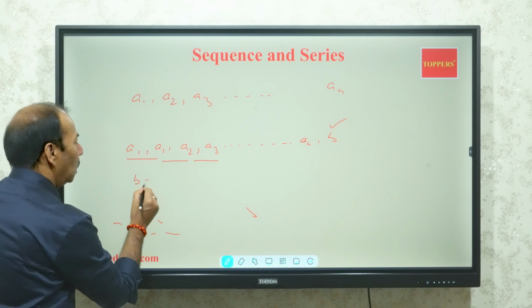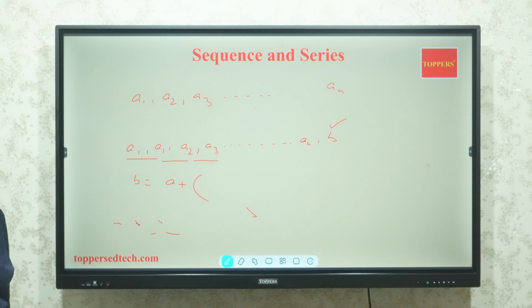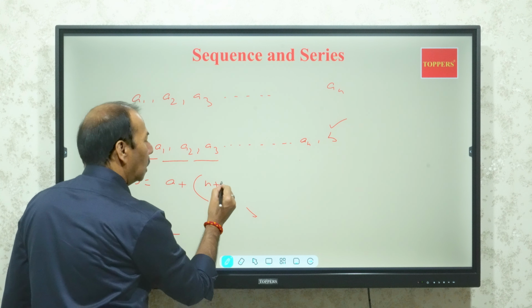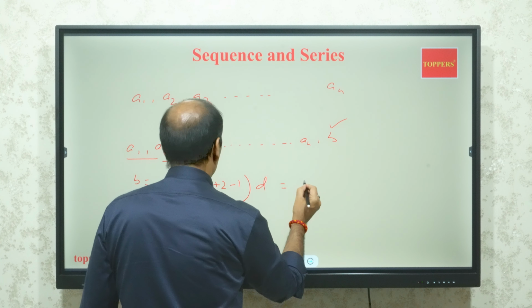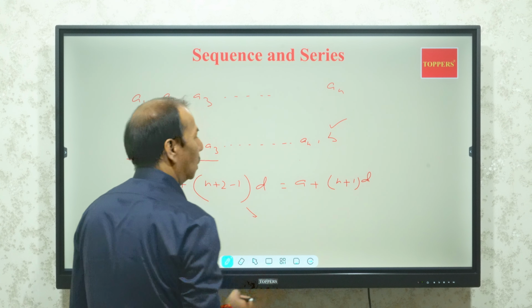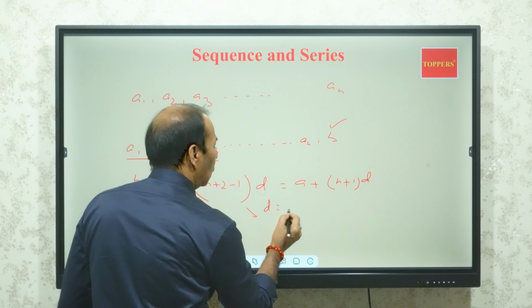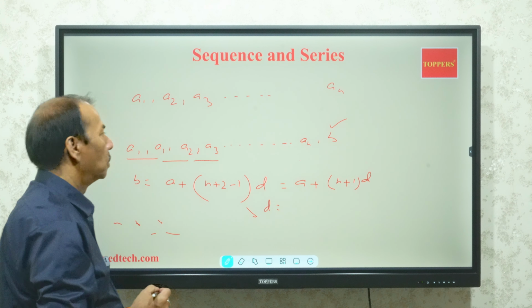So can you say b is equal to a plus n minus 1 into d, that is the nth term formula. It means it is n plus 2 minus 1 into the common difference d, which is equal to a plus n plus 1 into this d. So from here, can we calculate d is equal to, and this is your b here.